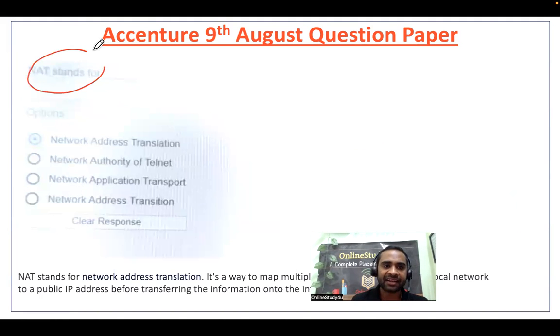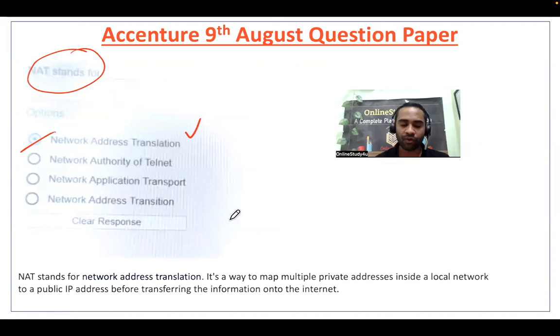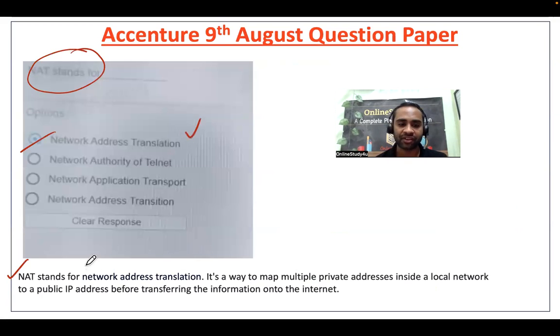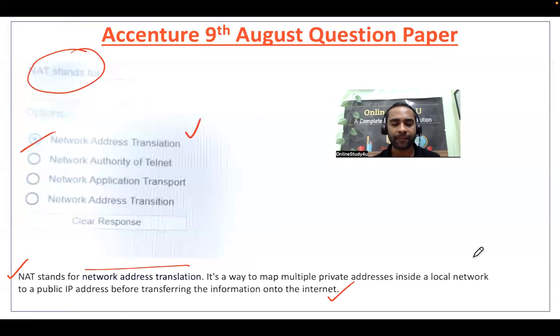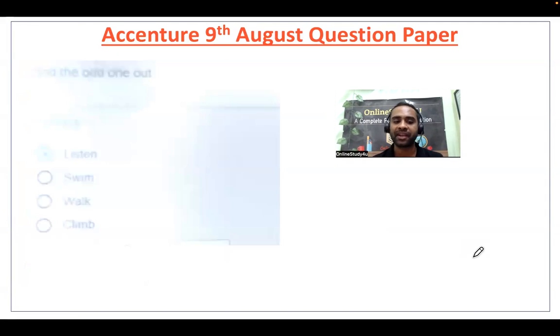Now NAT stands for, so friends, what is NAT? NAT is network address translation. And what is it used for? It is a way to map multiple private addresses inside a local network to a public IP address before transferring the information onto the internet. So before it transfers the information to the internet, it will map multiple private addresses inside a local network to a public IP address.